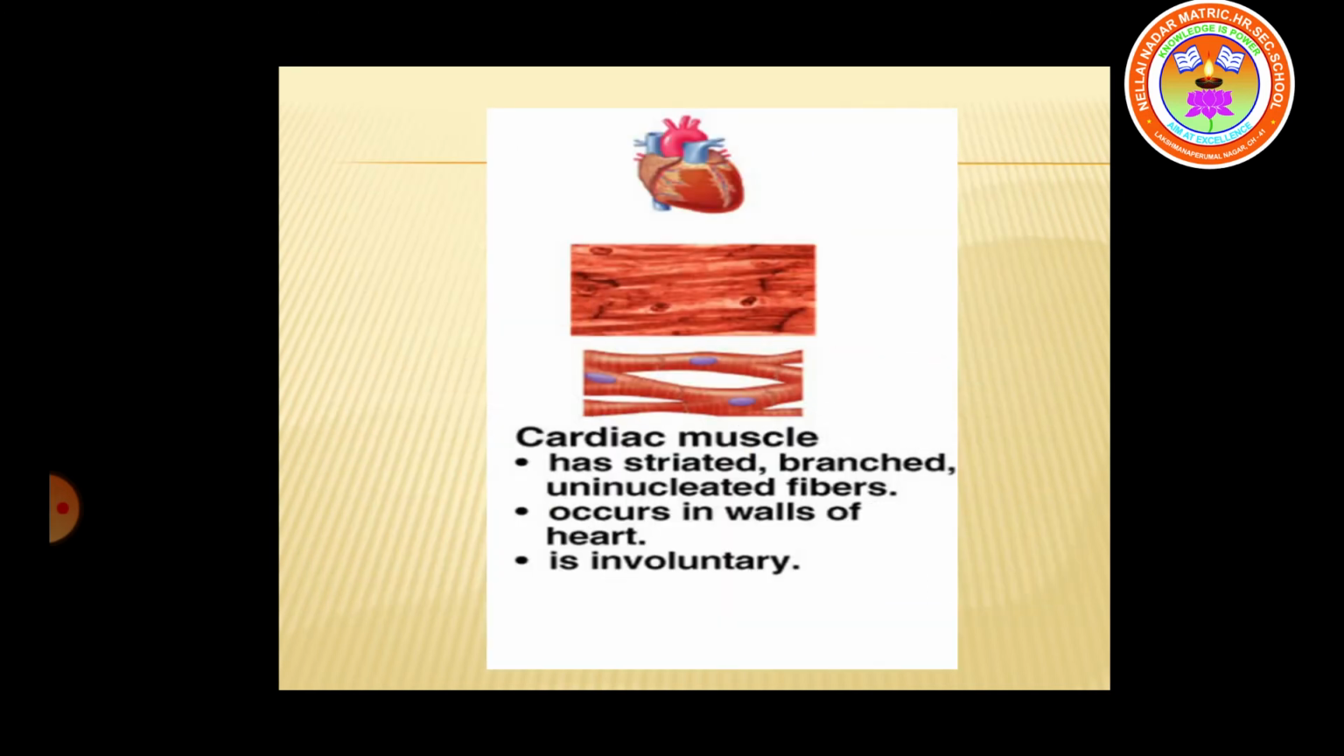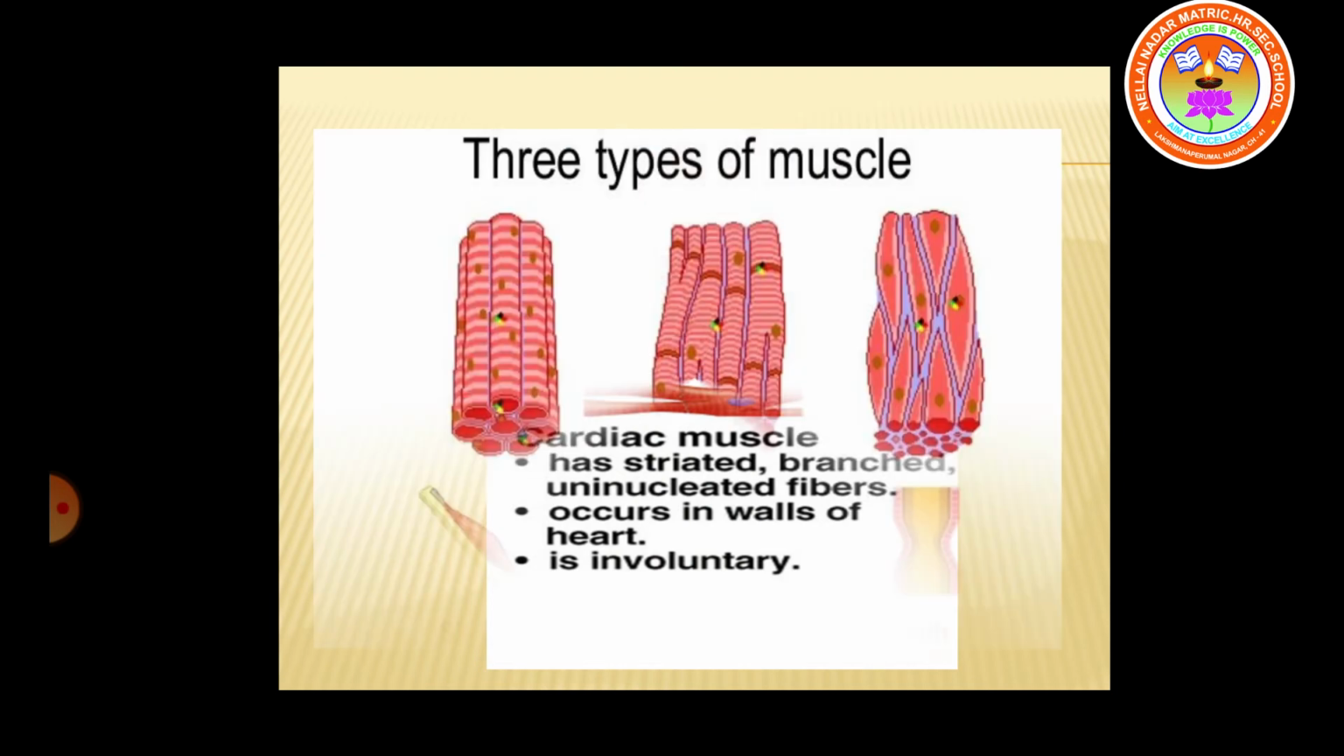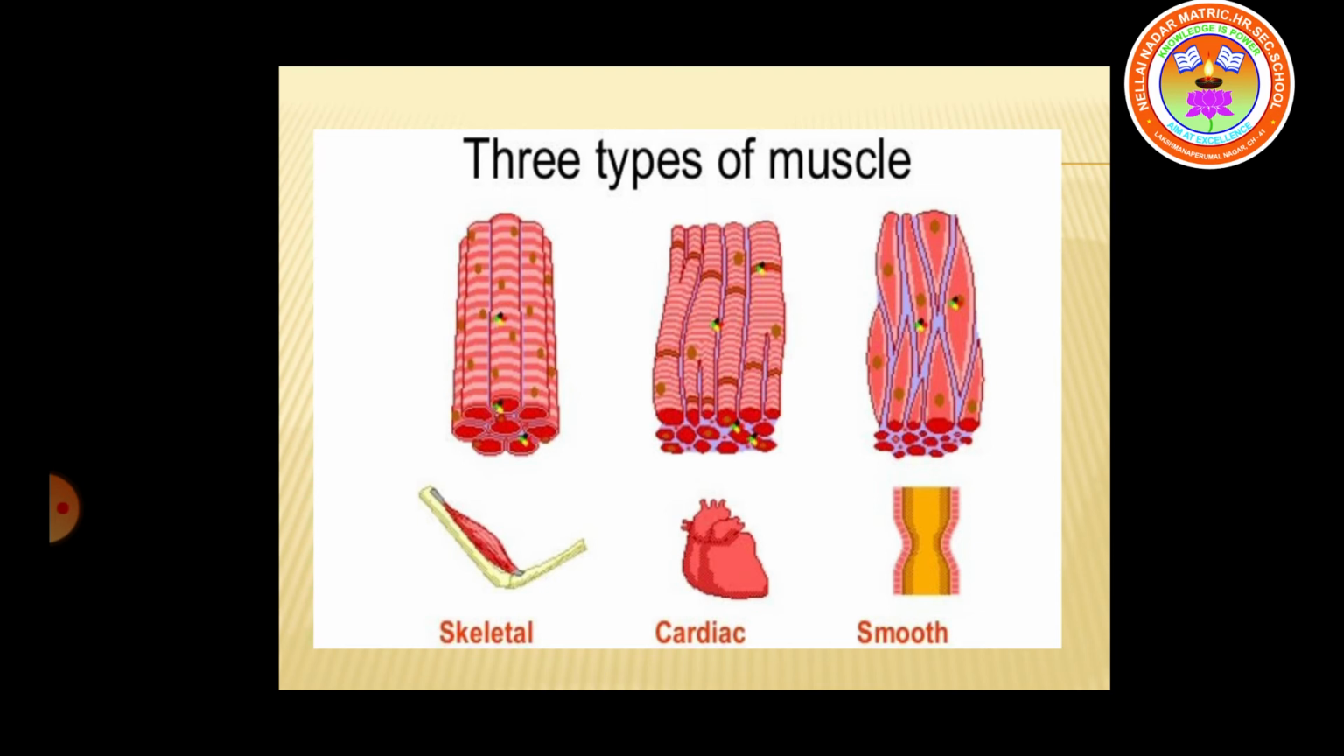The third one is the cardiac muscle. It has striated, branched, uninucleated fibers. They are found only in the walls of the heart. They are also involuntary in nature. The three types of muscles are skeletal muscle attached to the bones, cardiac muscle found in the heart, and smooth muscles found in the internal organs.